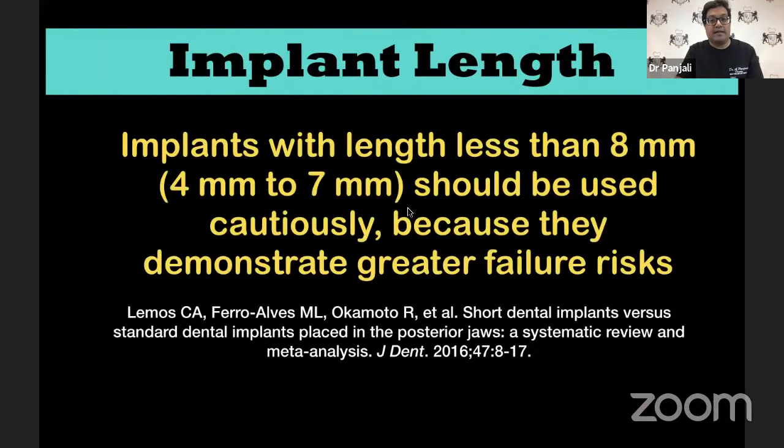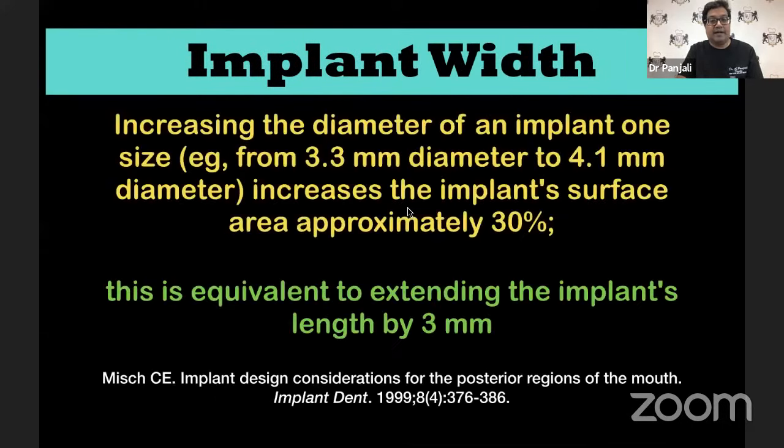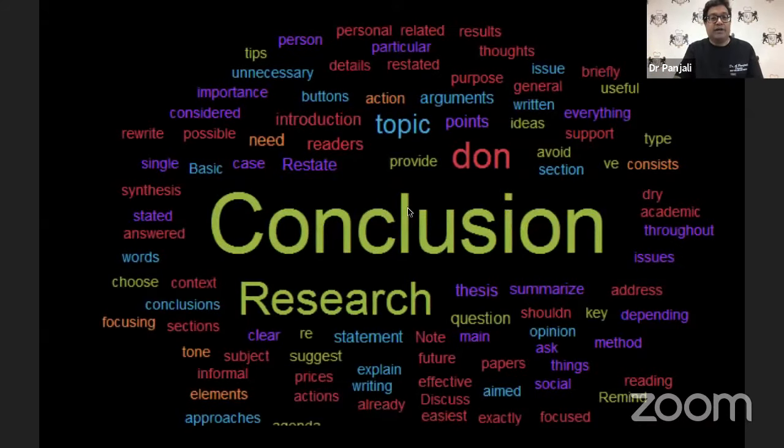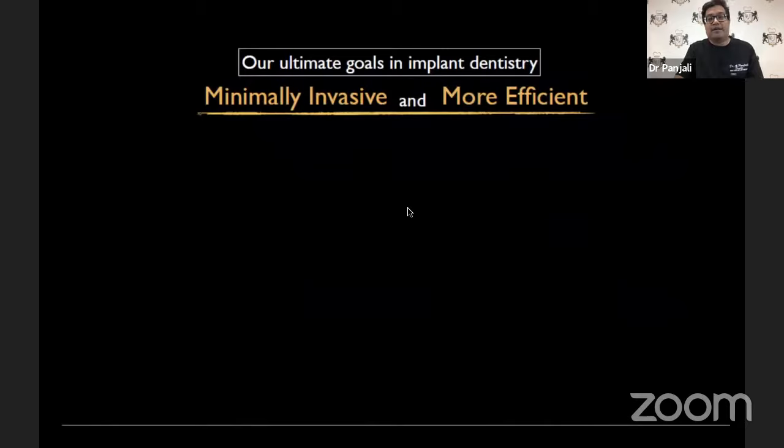So remember, short implants do have some value, but you have to be careful when you're using them, all right? Because they can present some greater risk. So increasing the width may be a good idea. If you're choosing a 6 millimeter implant, maybe you want to increase the width, because with every millimeter, you will get 30% more surface area for osseointegration, okay? According to the science.